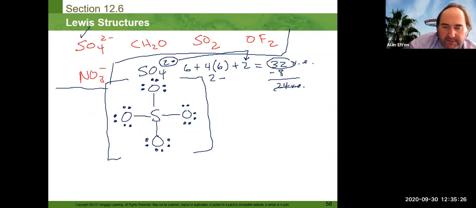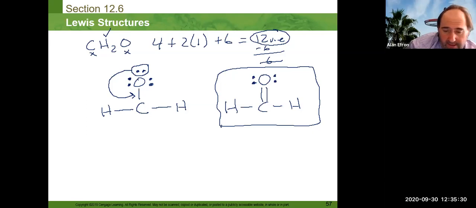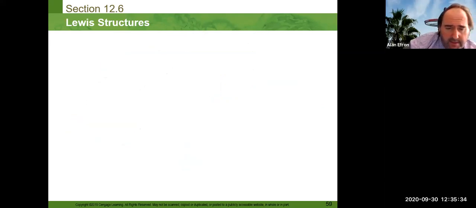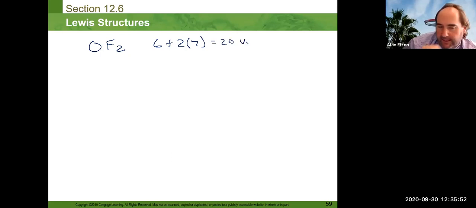Then that brought us to OF2. So let's take a look at that one. Oxygen is group 6. We got 2 fluorines, which are 7 each. That is 14 there, and 6 is 20 valence electrons.